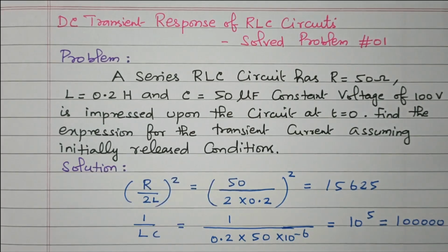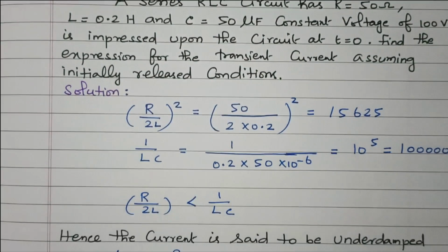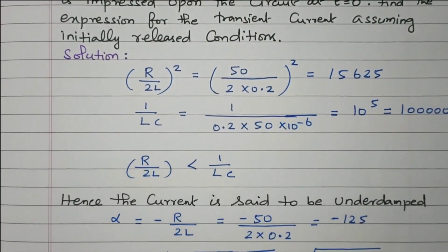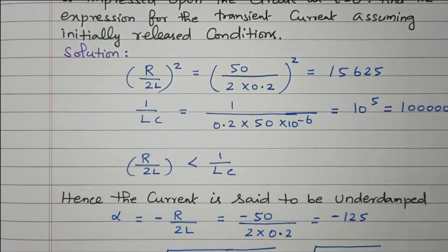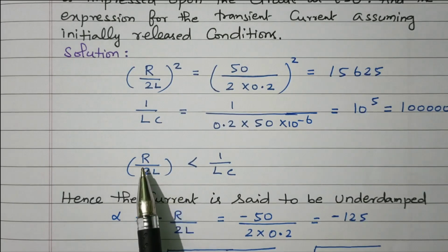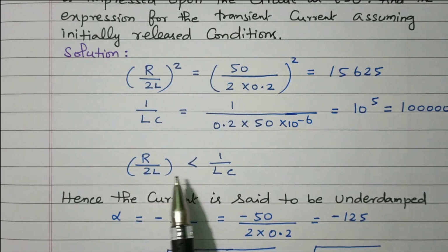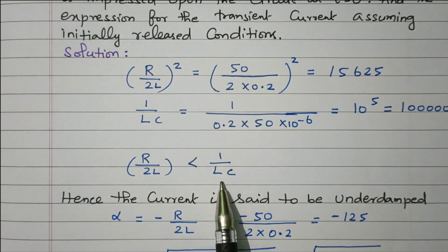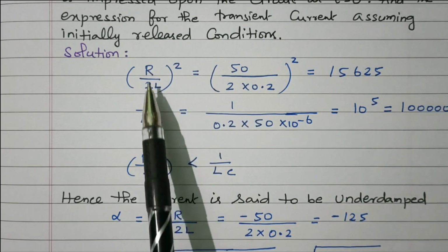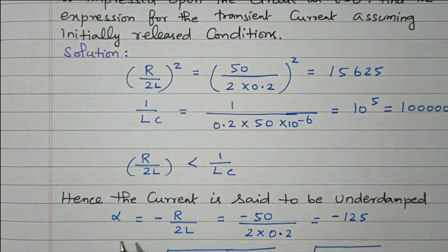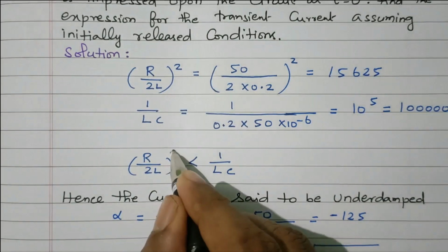Now we'll see. First we need to identify what type of circuit this is. The current is whether under damped or over damped. For that the condition is available: R divided by 2L, the whole square, is less than 1 divided by LC. If it is less than, then the current is said to be under damped. So we need to find these two values. R divided by 2L the whole square.